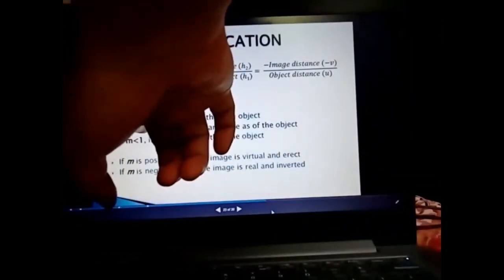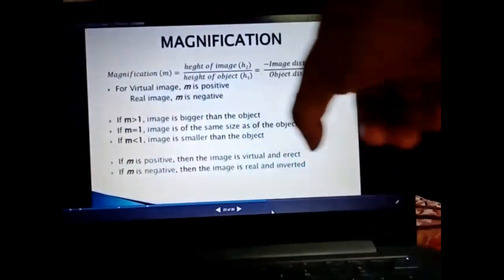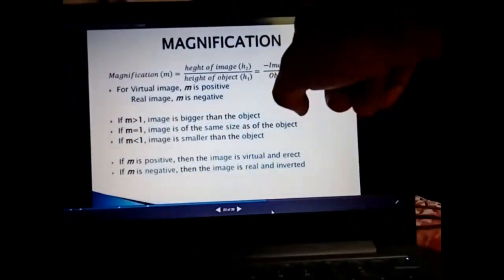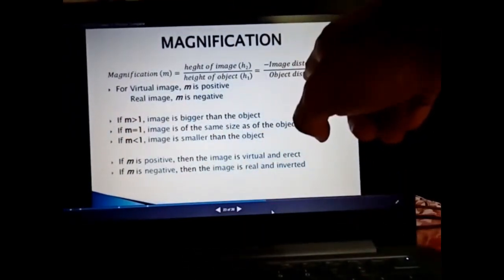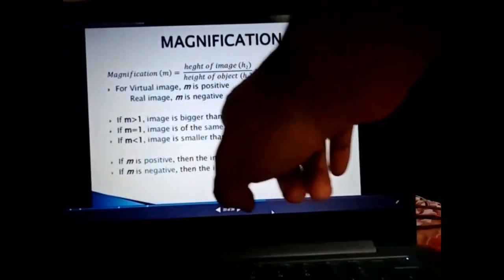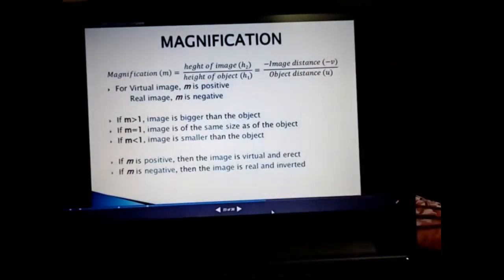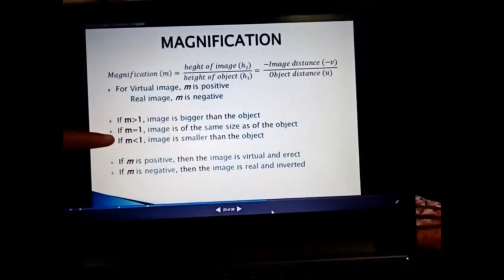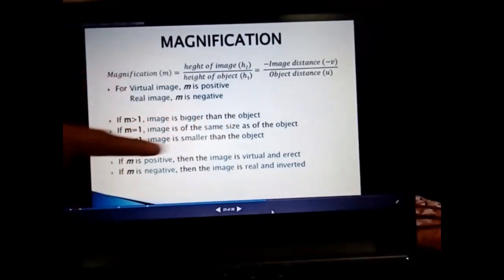And in the next point, if magnification is greater than 1, then it tells us that the image size is greater than the object size. If magnification is 1, then the image is of the same size as the object. And if magnification is less than 1, then the image is smaller than the object.